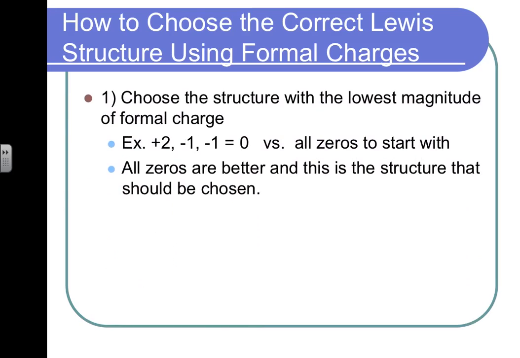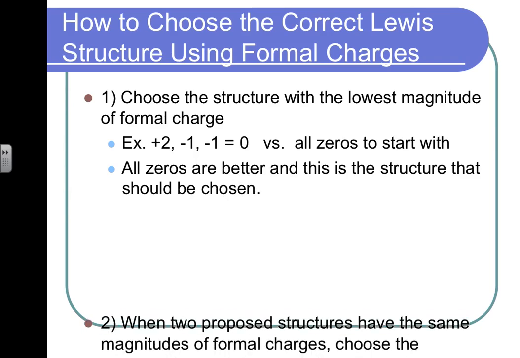So for instance, if you look at my example, let's say I have a -2 formal charge on atom A, and I have a -1 on atom B, and a -1 on atom C. Well, those all equal out to be 0, right? And that's what it needed to be. But the flip side of that is, what if I had a structure that had all zeros anyway? So that would be lowest magnitude of formal charge. All zeros are better, and that structure would be the one that I would choose. So right there, that kind of tells you which structure is the correct one.